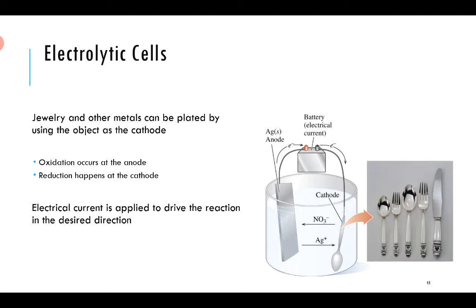Electrolytic cells require energy input. And so we have a battery, and it's going to drive a chemical reaction that would otherwise not occur. This is used to plate objects and plate jewelry and silverware and whatnot with the metal. And so whatever you want to plate, you can turn into the cathode. And so you want to turn it into the cathode because at the cathode, reduction occurs.